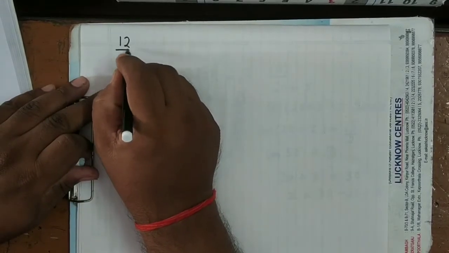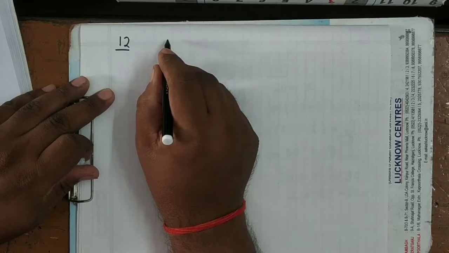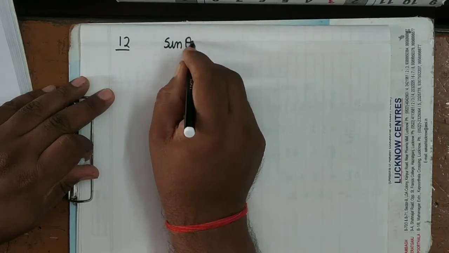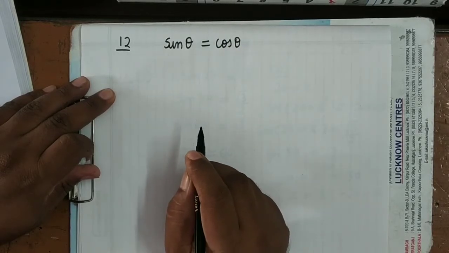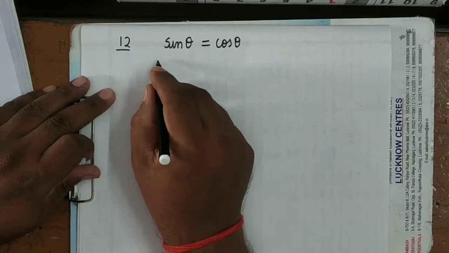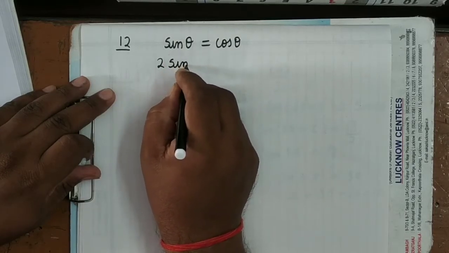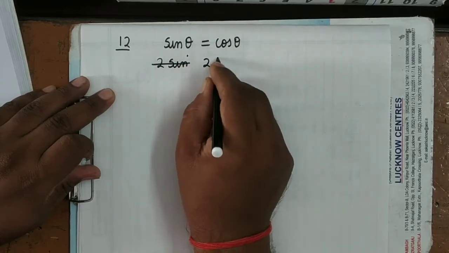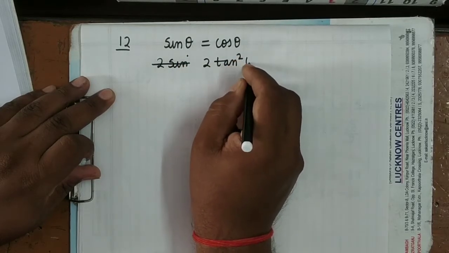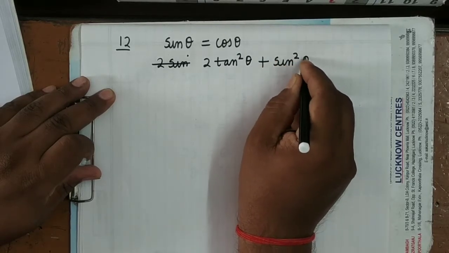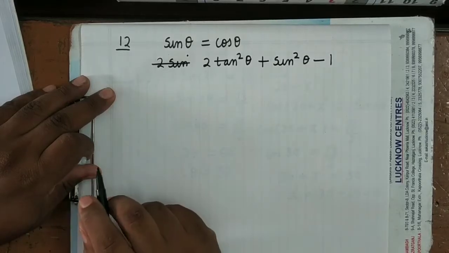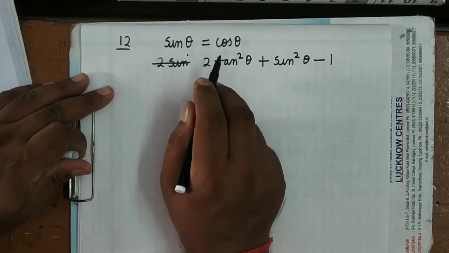Now here in question number 12, it is given, if theta is an acute angle and sine theta equals cos theta, find the value of theta and hence the value of this. You have to determine 2 tan square theta plus sine square theta minus 1. It's clear? Sine theta is given equal to cos theta.